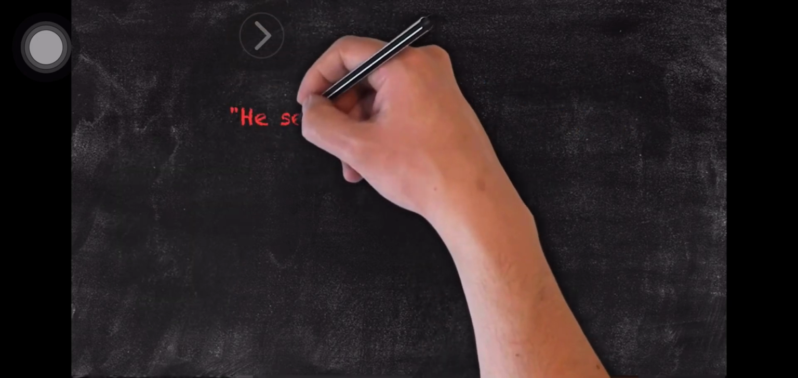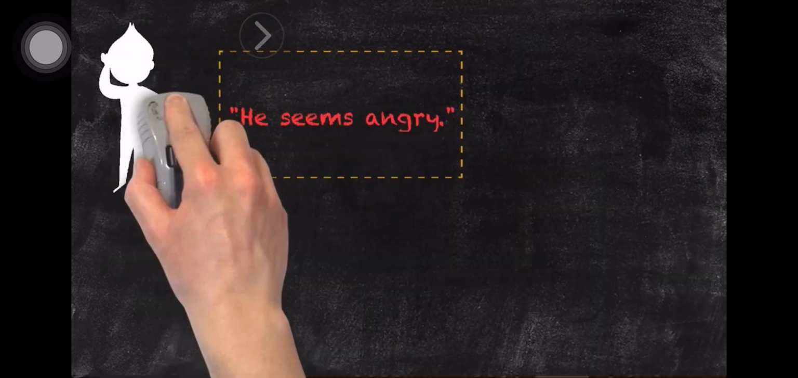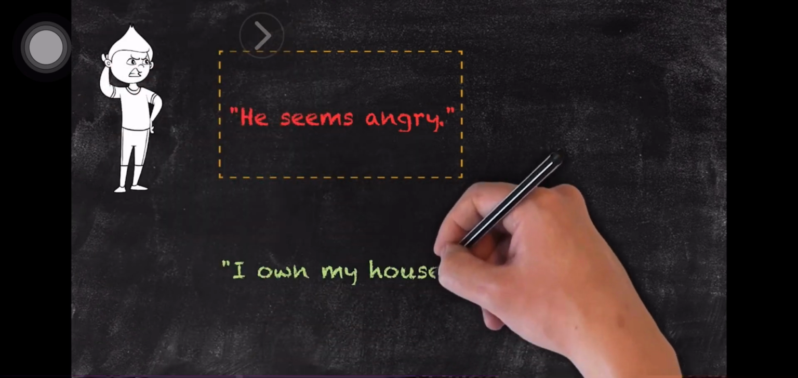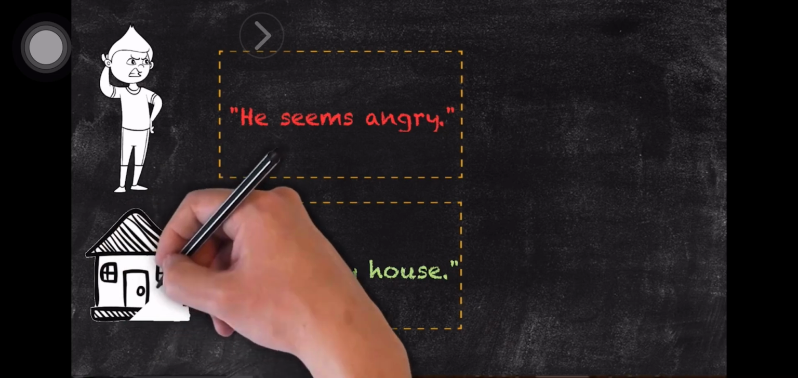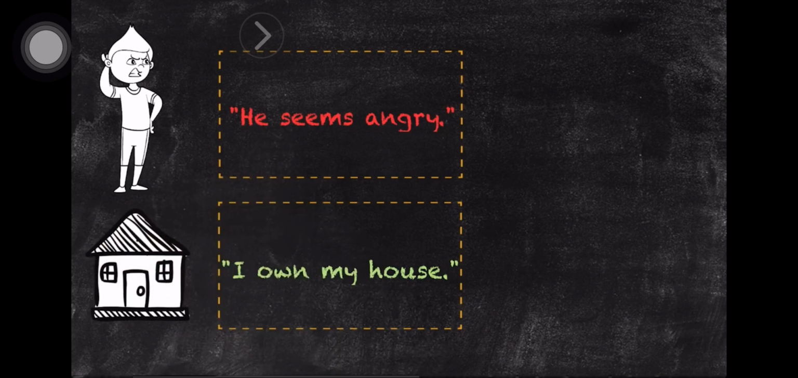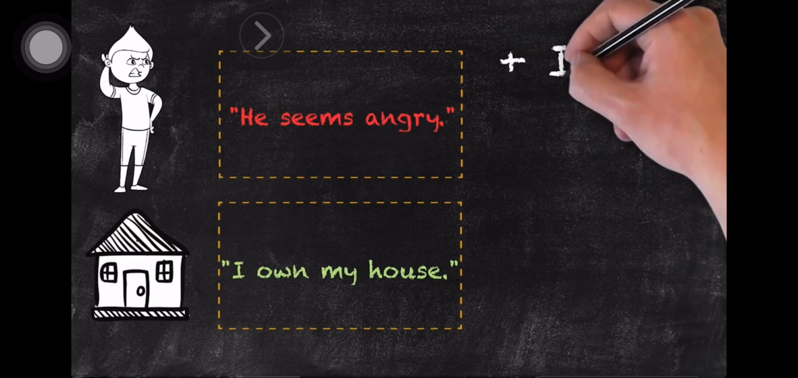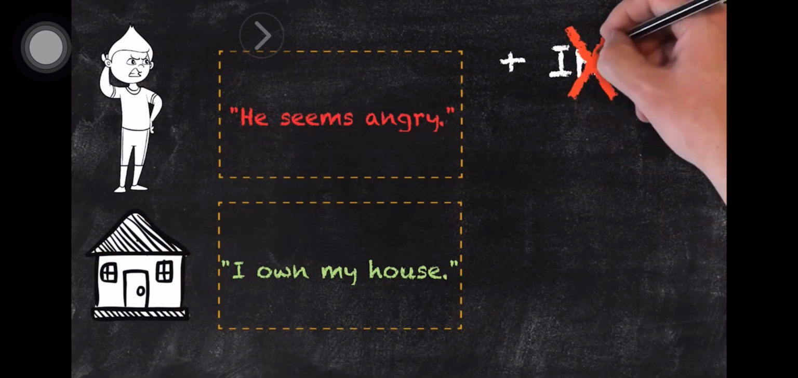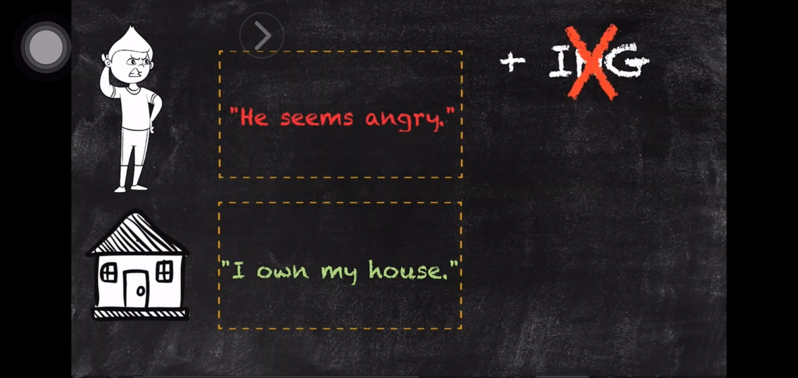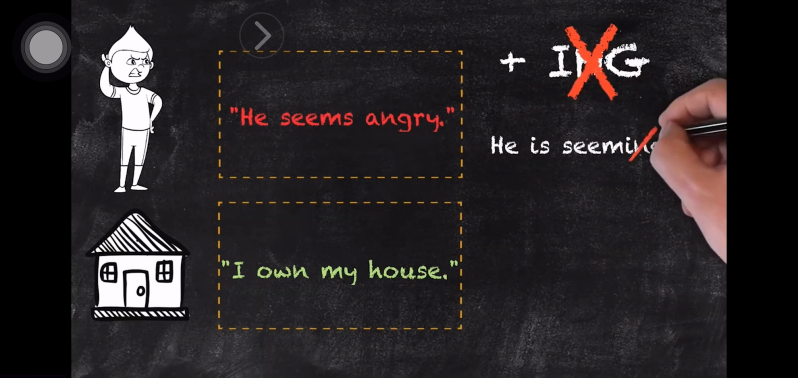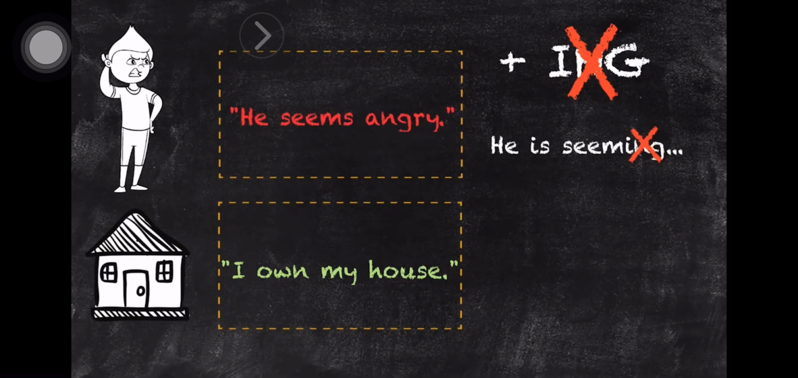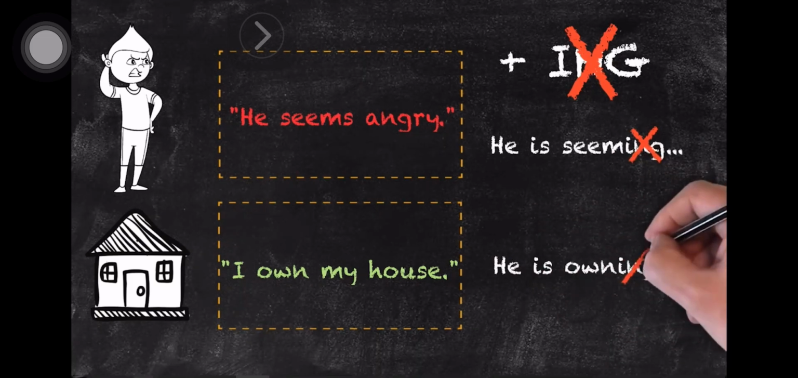We have a sentence such as, he seems angry, and I own my house. You can't actually see the action happening, even though those words are used as verbs. A very big differentiation between the two here as well is state verbs typically don't take the progressive or continuous form. That form is the verb plus ing. As I said before, he seems angry. It would be very awkward to hear someone say, he's seeming angry. Additionally, own. I said, I own my house. It would seem very awkward to hear somebody say, he is owning his house.